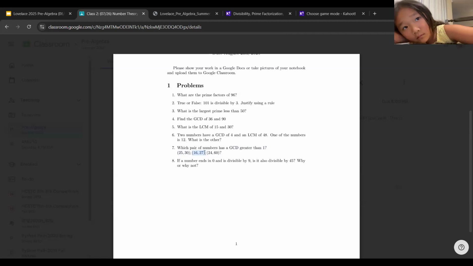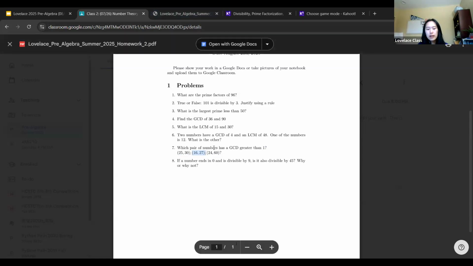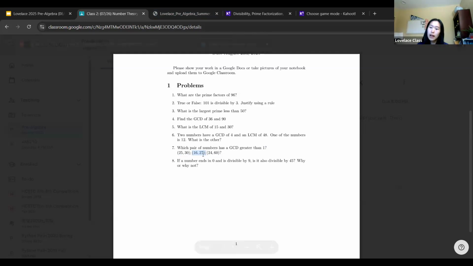And if we look at 16 and 27, well, 16 is only divisible by 2, 4, even numbers. 27 isn't divisible by any even number. It's divisible by 3s and 9. And 16 isn't divisible by 3 or 9. So that means that their GCD is 1, so that's not a choice. Then if you look at 24 and 60, we know that they're both even numbers, so they're both divisible by 2. We don't even have to look at the GCD, but we know their GCD is at least 2.